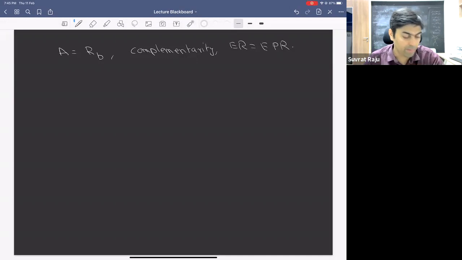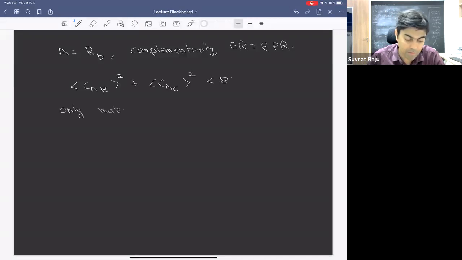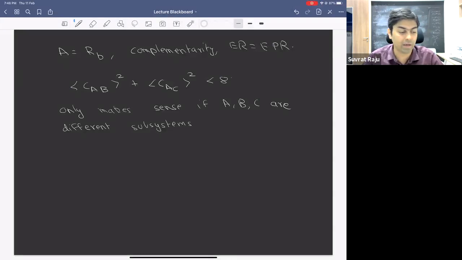Okay. So let me explain now what the set of these resolutions is: A equals R_B, complementarity, and ER equals EPR. Let me remind you that the way we came up with this was, let me go back to the derivation we had yesterday. We had this monogamy inequality, which was C_AB squared plus C_AC squared is smaller than 8. But this only makes sense if A, B, and C are different subsystems. There's a more precise way of saying that, and that is that this only makes sense if all of these operators commute, in particular A commutes with B and A commutes with C.